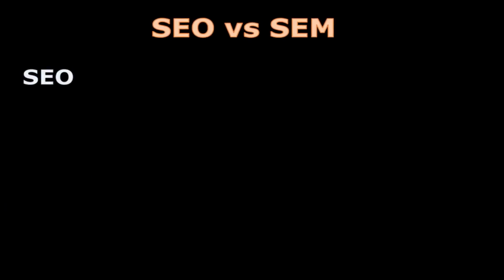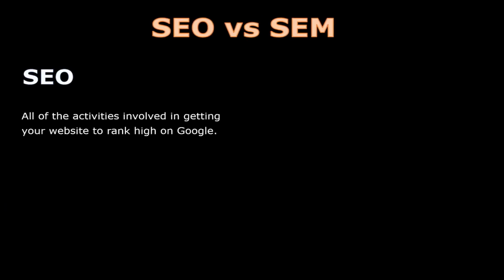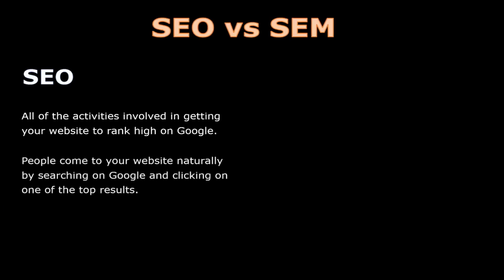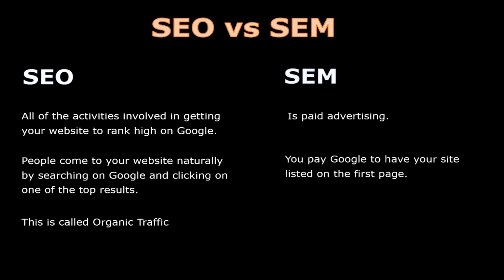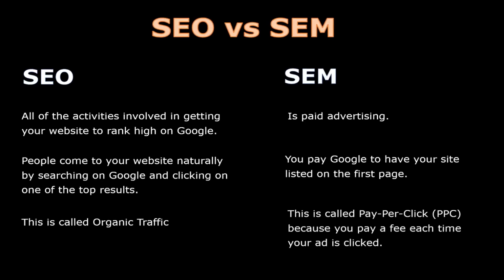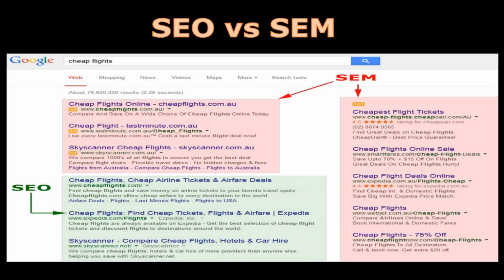Now, SEO is all of the activities involved in getting your website to rank high on Google. With SEO, people come to your website naturally by searching on Google and clicking on one of the top results. This is called organic traffic. Now, SEM is paid advertising. You pay Google to have your website listed on the first page. This is also called pay per click or PPC because you pay a fee each time your ad is clicked. Here is an image I made as an example. The listings in red are SEM and the ones in green are SEO.